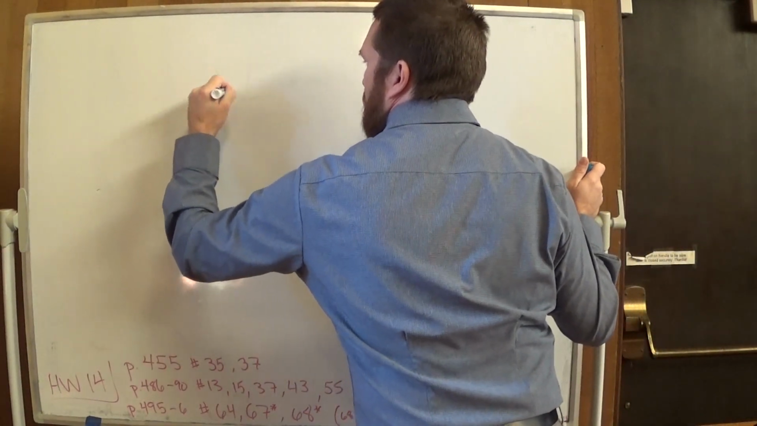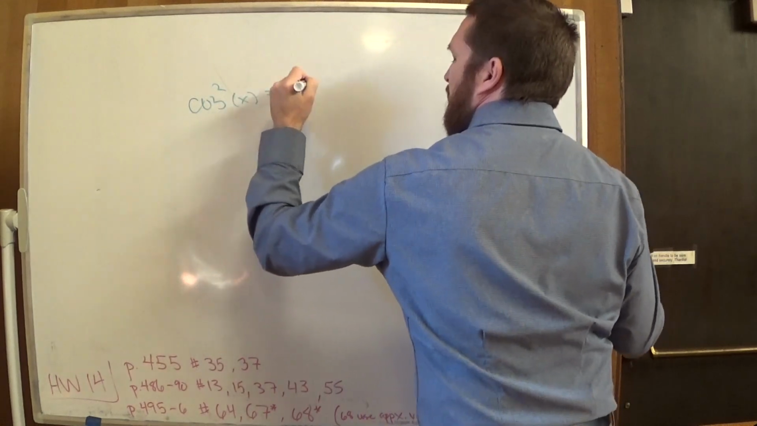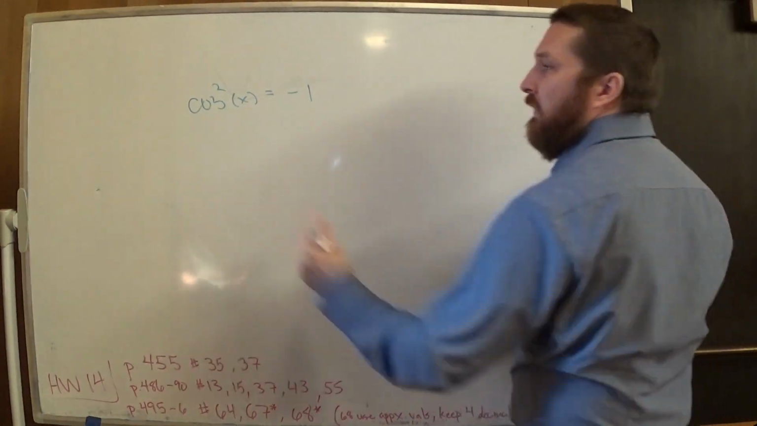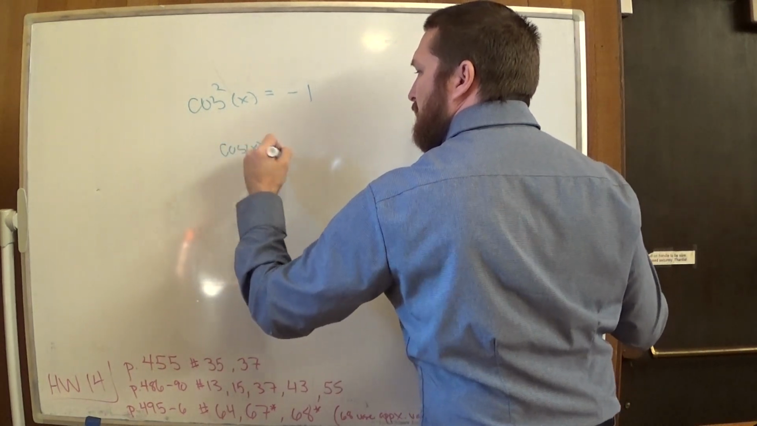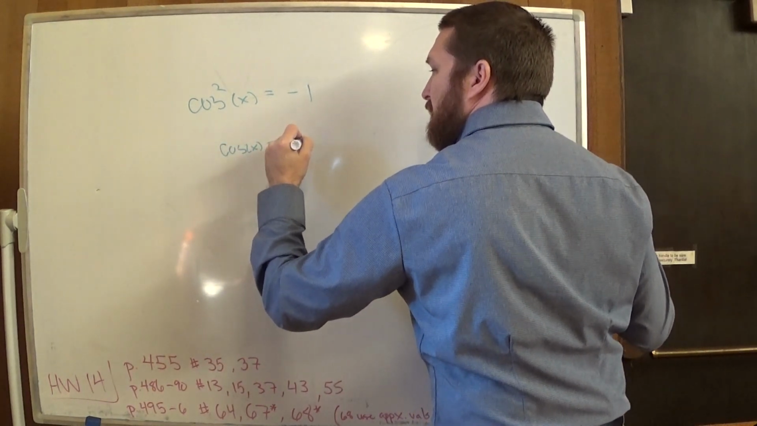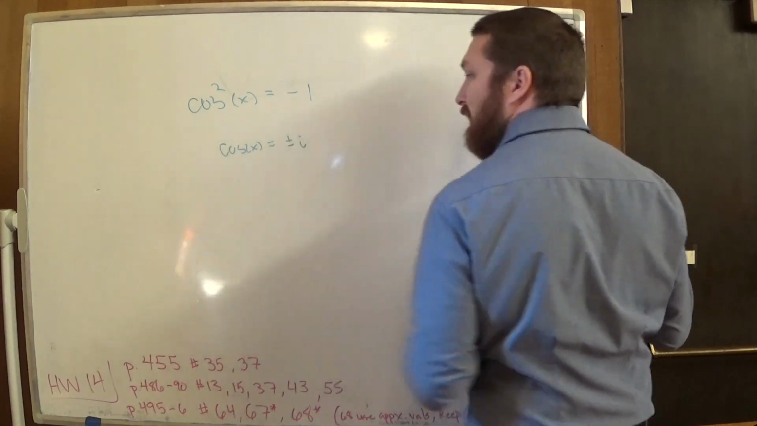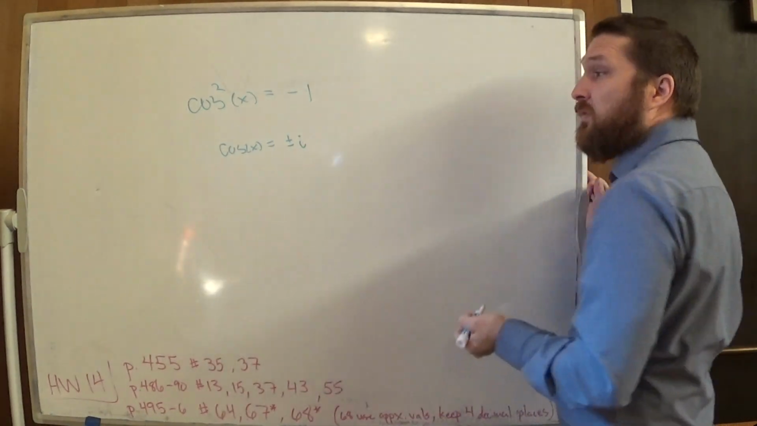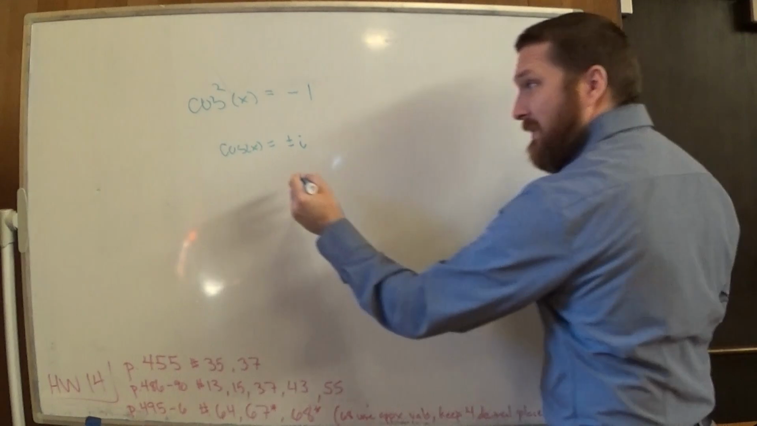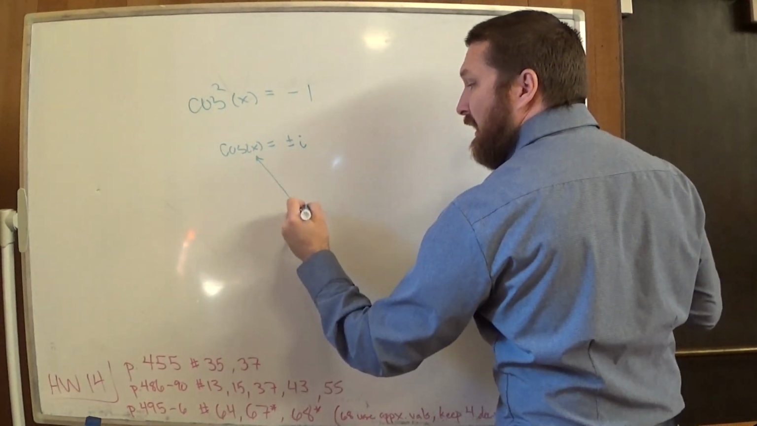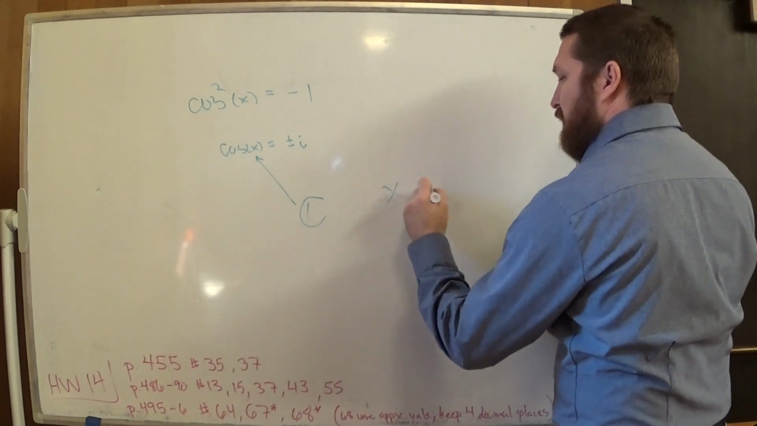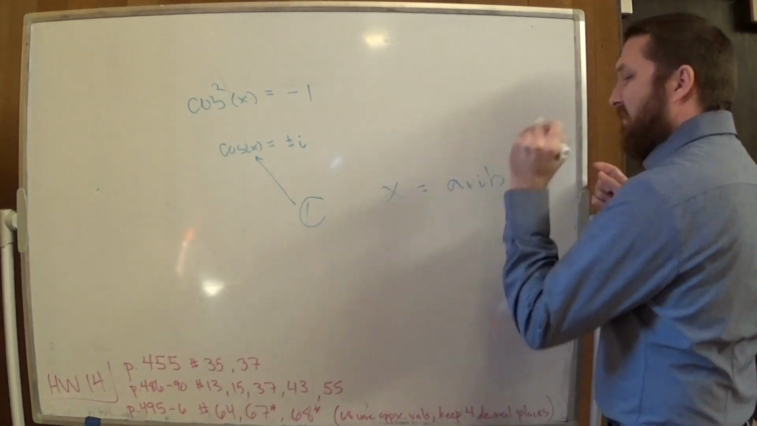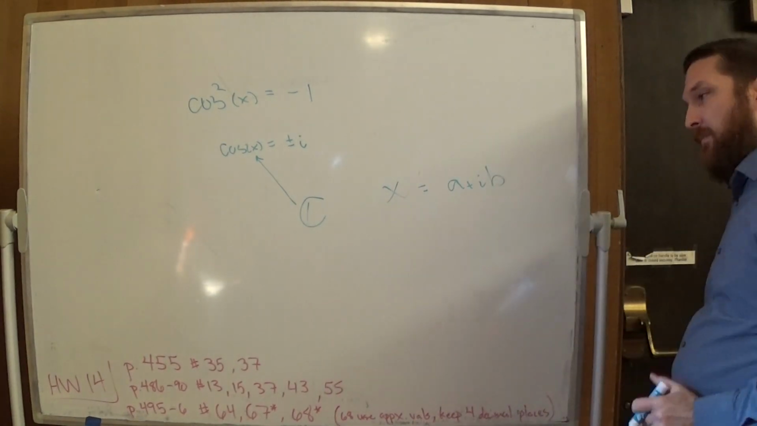Say cosine squared x equals negative, say negative 1. You take the square root of both sides and you get that cosine x is equal to plus or minus i. And that does have a solution. It's just that this number now is a complex number. In other words, this x would equal a plus ib for some real number a and some real number b.